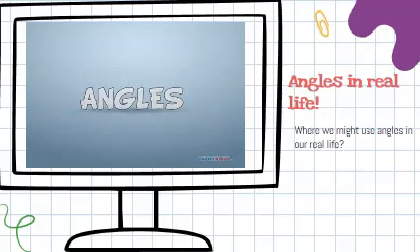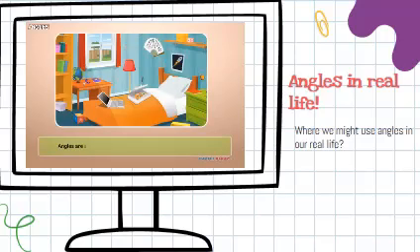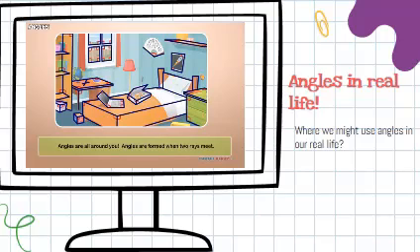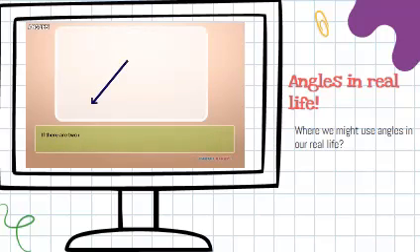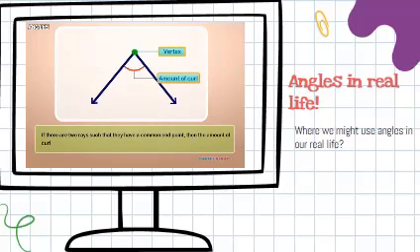Angles. Angles are all around you. Angles are formed when two rays meet. If there are two rays such that they have a common endpoint, vertex, then the amount of turn, curl, between these two lines is known as the angle between those lines.